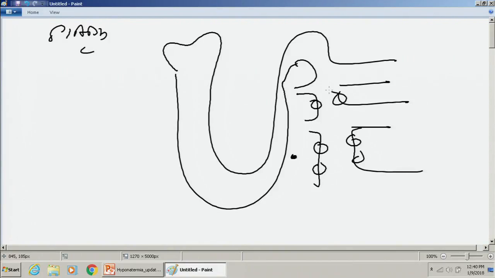So this is exactly what ADH is doing. It's opening and closing these doors. This is very, very important to understand, okay? So in the world of SIADH, these doors are open forever, okay? And this medullary interstitium has high osmolarity forever.